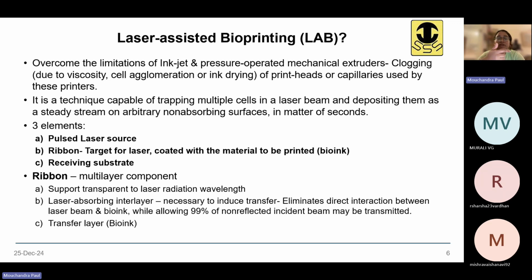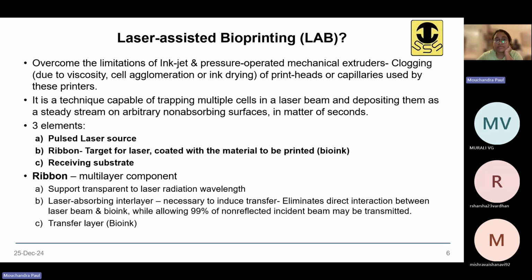There are multiple parameters related to this technique that we'll understand later on. Depending on the parameters, you can create a jet of droplets, and it gets deposited on a receiving substrate, and depending on where it falls, you can create a 3D structure. All this happens in a matter of few seconds. So it's a very fast technique. I'll discuss how the trapping of cells happens through a schematic, actually in just the next slide.